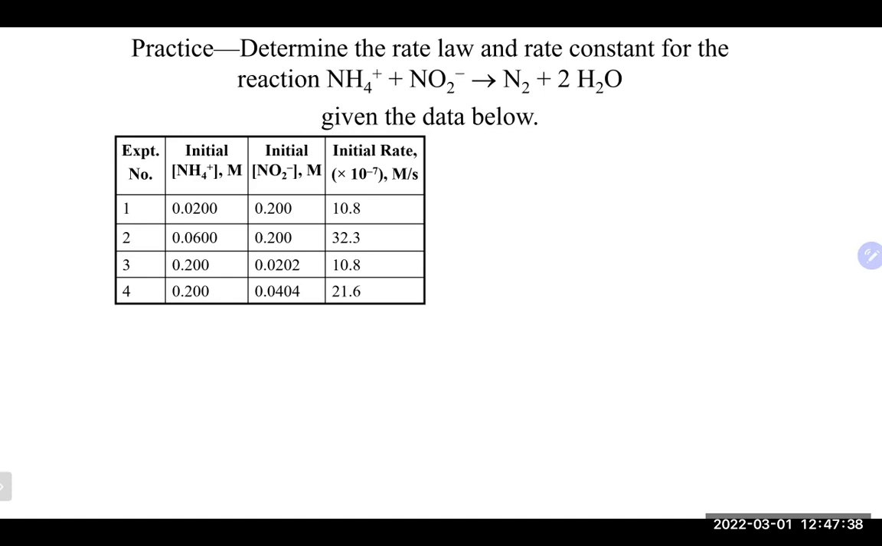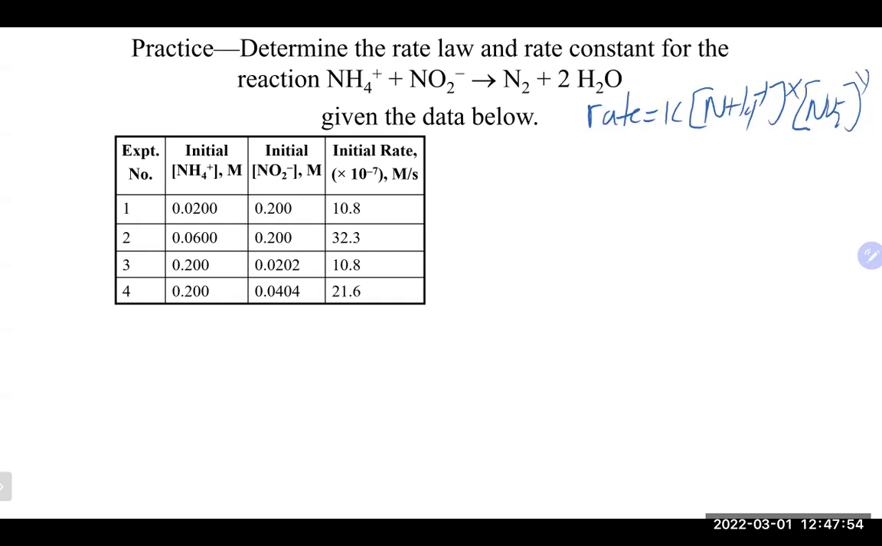Okay, let's take a look here. We're getting to the end. We'll start with our same approach. Our rate will equal k [NH4+]^x [NO2-]^y.